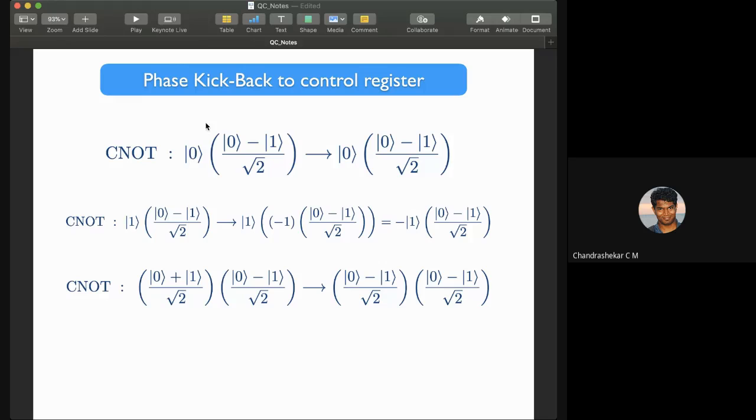Now this is only saying that if my control register is in state 0, this is what I'm going to get as an output. But if my control register is in state 1, this is what I'm going to get as an output. But I can have my control register in superposition also. This is something which I have with me. This is not what I have control over, but this is what I have with me as the control one.